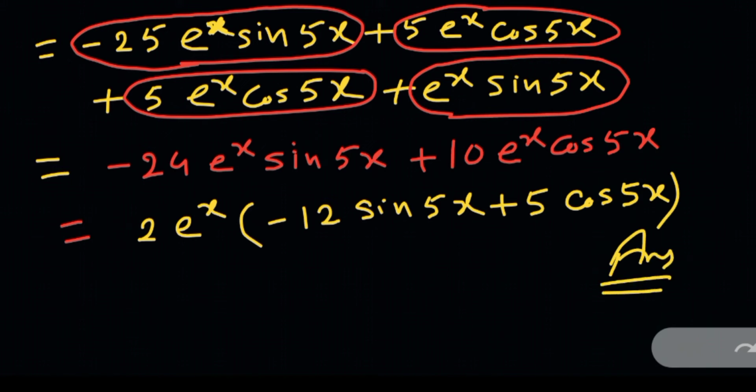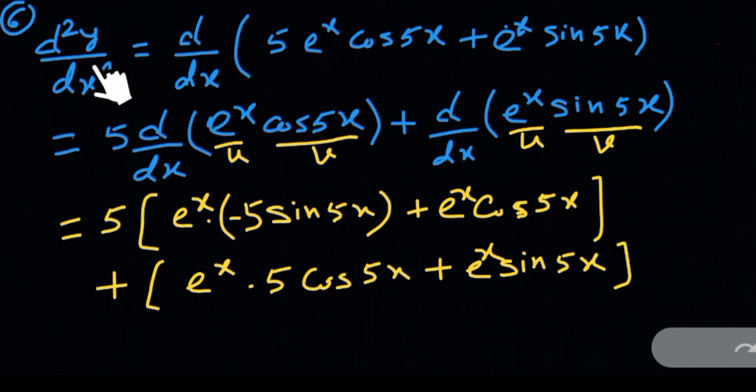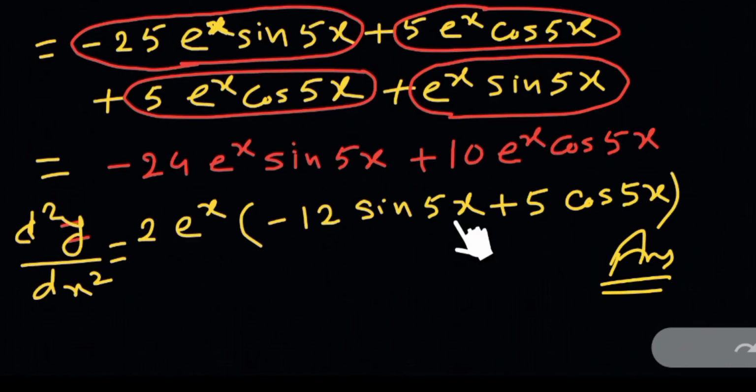This is the double derivative that we found, d2y upon dx square. So this will be your result because we started from here, d2y upon dx square. Okay, so this will be our final answer. So this was the solution for question number 6.